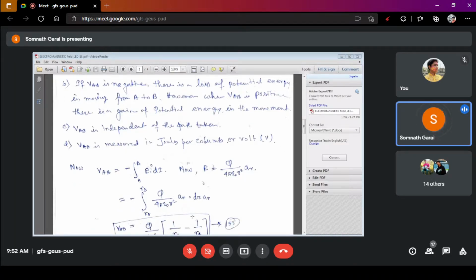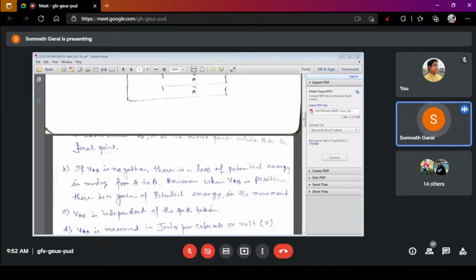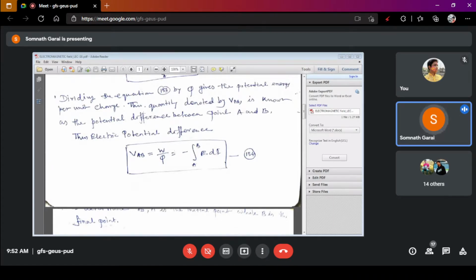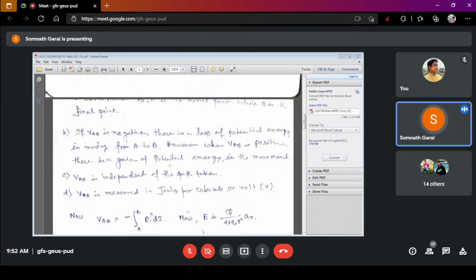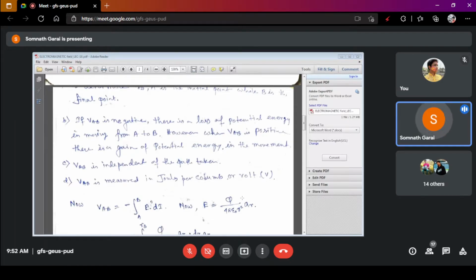Okay, then the fourth characteristic is that the electric potential difference VAB is measured in joule per coulomb, right? It is joule per coulomb because we know that electric potential difference is given by the potential energy per unit charge, W by Q. That's why its unit is joule per coulomb, or the SI unit is volt. Okay.